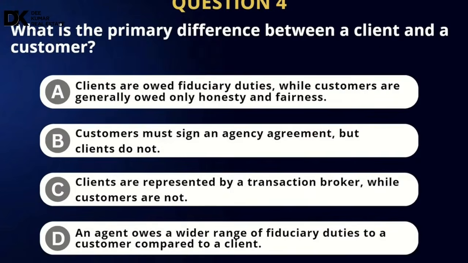Question number 4. What is the primary difference between a client and a customer? Letter A. Clients are owed fiduciary duties while customers are generally owed only honesty and fairness. Letter B. Customers must sign an agency agreement, but clients do not. Letter C. Clients are represented by a transaction broker while customers are not. Letter D, an agent owes a wider range of fiduciary duties to a customer compared to a client.